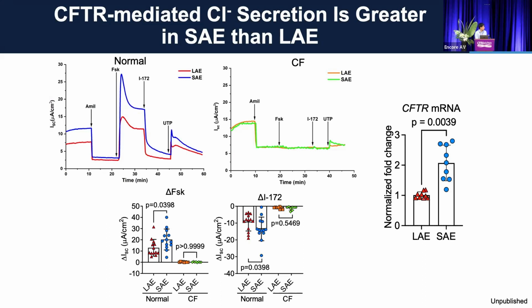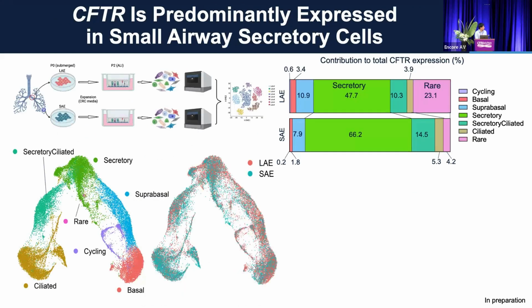Then the next question is how that difference in CFTR function happens. We performed single cell RNA sequencing to determine which cell types express CFTR in our cultures. This data shows the contribution to total CFTR expression, which is defined by the expression levels and frequency. So we calculated the contribution of each cell type to total CFTR expression.